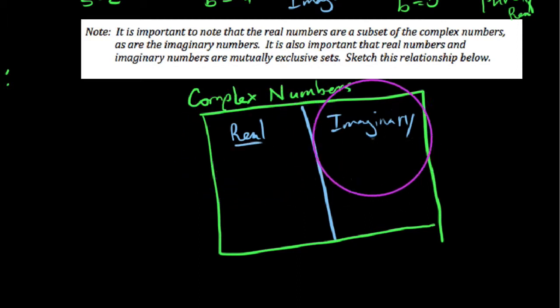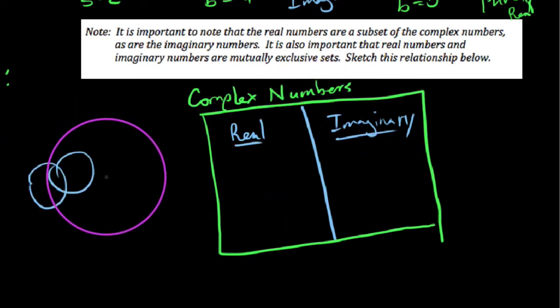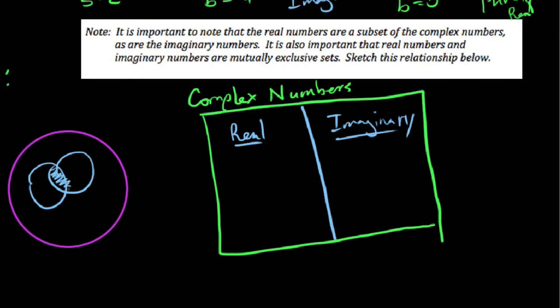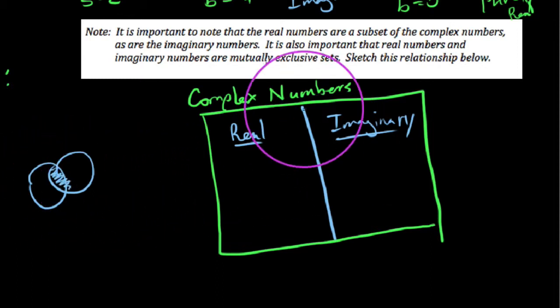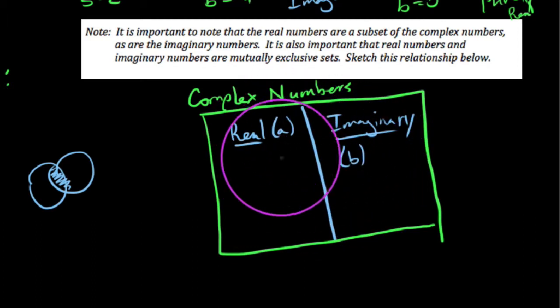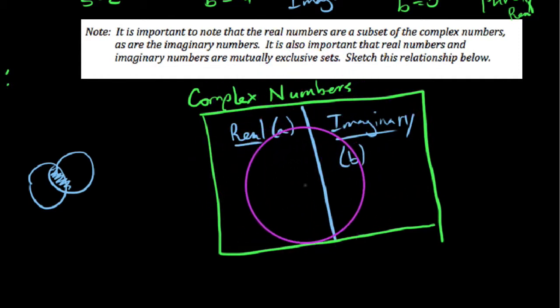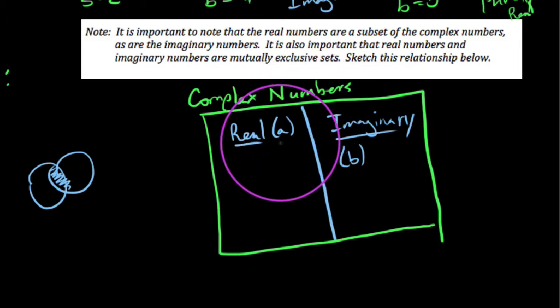We know a few things about this. First of all, these two sets are mutually exclusive. That means they don't overlap. It's not like a Venn diagram. There are no real numbers that are also imaginary, no imaginary numbers that are also real. So we split it evenly. And we say that this real part is like our a part, and the imaginary part is our b part. But every complex number, whether it's just a real or just an imaginary or a combination of the two, every number is a complex number.